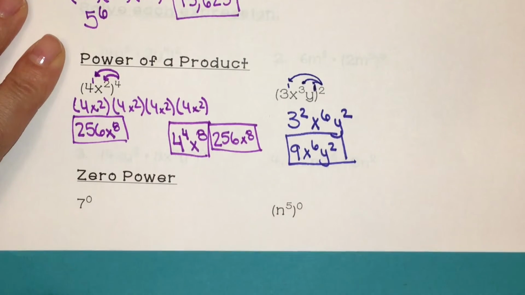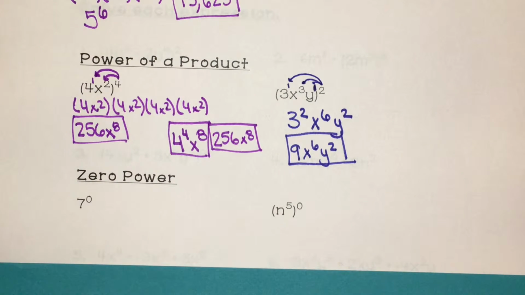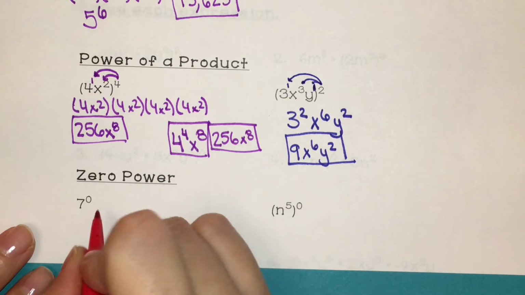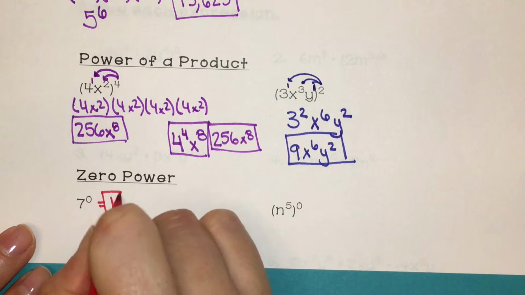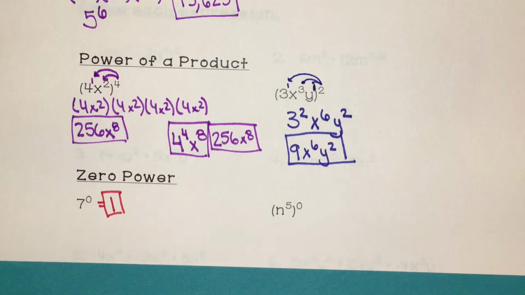All right, 0 power. This is kind of my favorite one because it's super easy. Okay, anything raised to the power of 0 is equal to the number 1. So 7 to the power of 0 equals the number 1. Super easy. Well, 7 to the power of 1 is 7, but you have 7 to the power of 0 in this case.